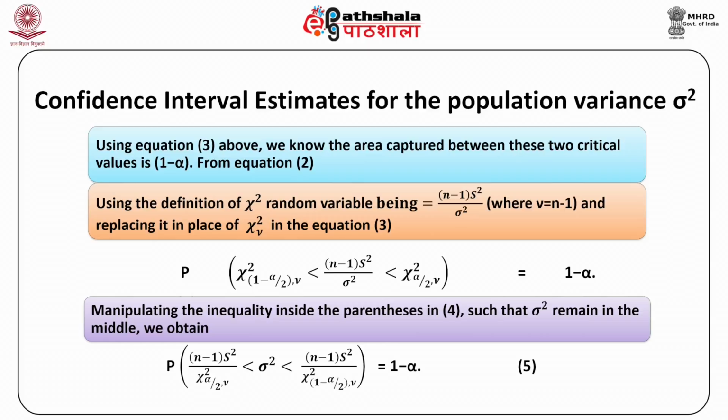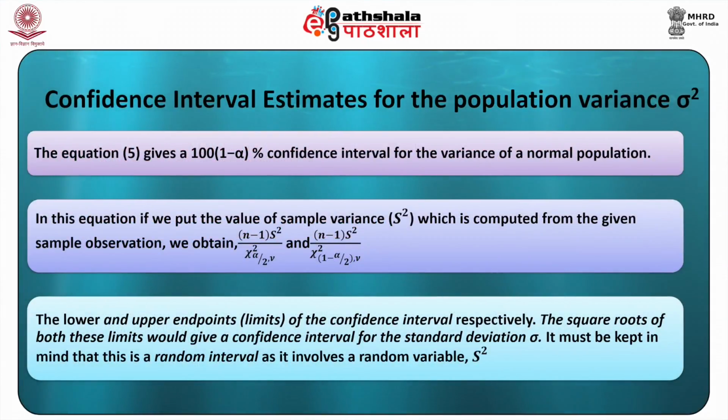Now, manipulating this inequality inside the parenthesis in 4 such that sigma square remains in the middle, we obtain probability P of sigma square greater than n minus 1 s square upon chi-square alpha by 2 nu and less than n minus 1 s square divided by chi-square 1 minus alpha by 2 nu. And this probability is equal to 1 minus alpha. This is our equation 5. So the equation 5 gives a 100 into 1 minus alpha percentage confidence interval for the variance of a normal population.